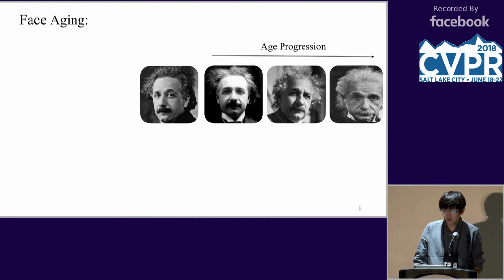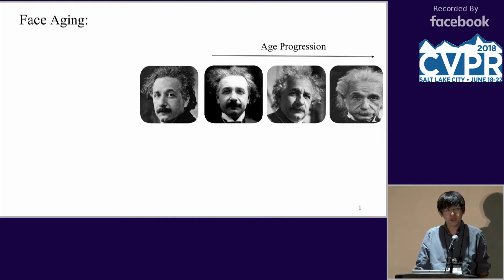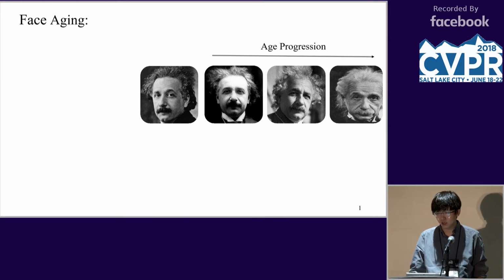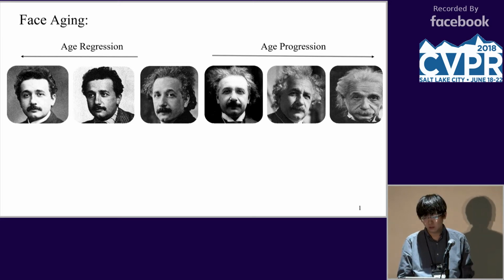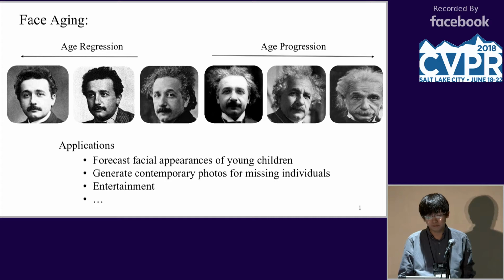Thanks for the introduction. We're glad to share our work on face age progression. Face age progression is to aesthetically render a given face image with aging effects. The same technique can also be applied in a reverse direction to rejuvenate faces. It has a wide range of applications. For example, forecasting facial appearance of young children, generating contemporary photos of missing individuals, entertainment, and so on.